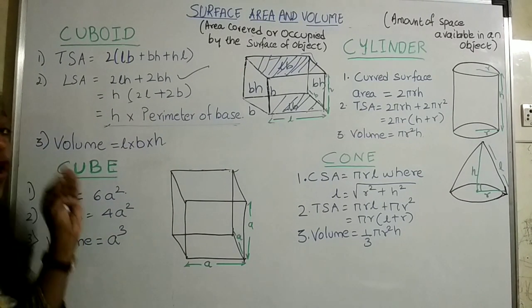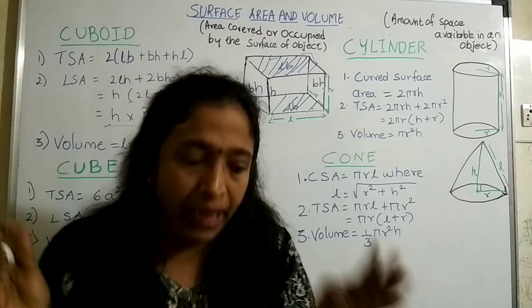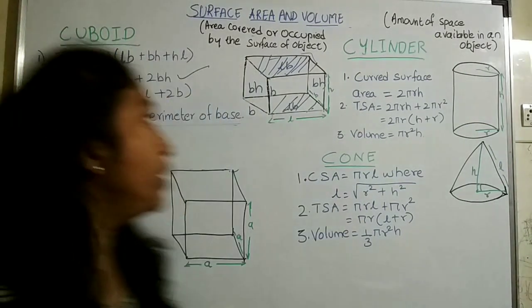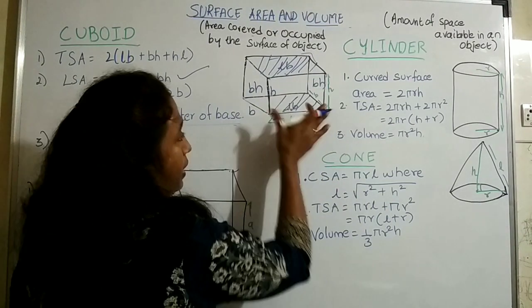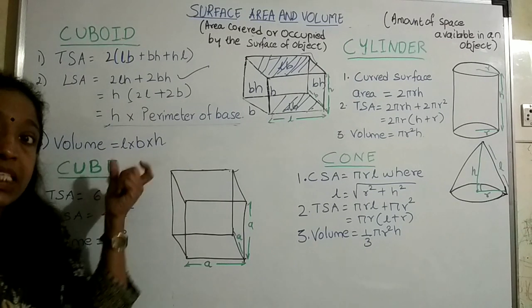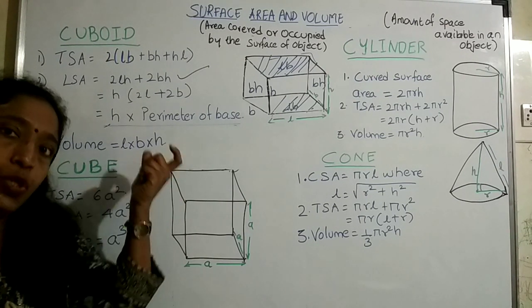We all know the volume formula. When you derive it, it is nothing but area of the base into height. That is the standard formula for the volume of an object. So here the base is L and B, so L B into height. So the formula for the volume of a cuboid is L into B into H.